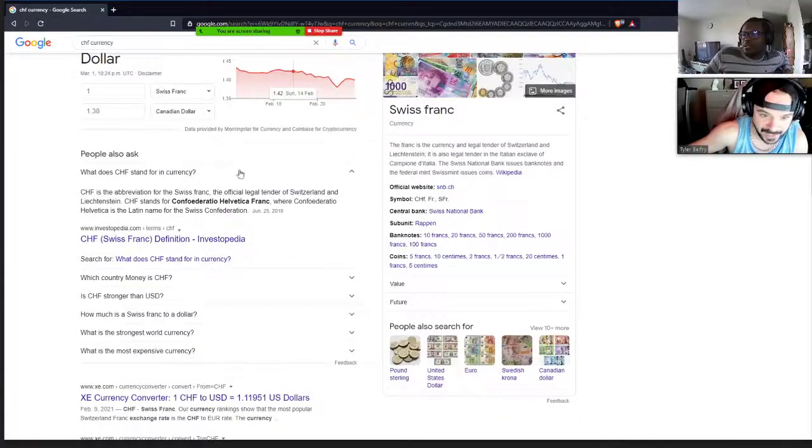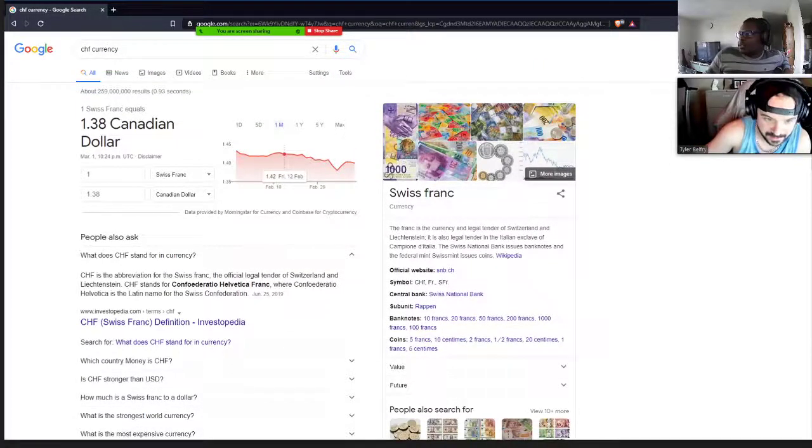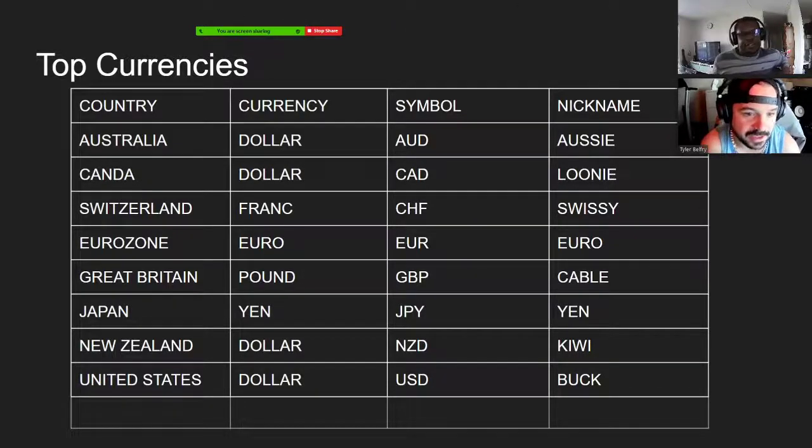So it's called the Swiss franc, but it's also called a Swissy. The Swissy is just a trader term? Yeah, these are trader terms. It's called a Swiss franc. And then the euro dollar, right? It's called the euro. Pound, yen. And these are all the major players. Exactly, the major players.